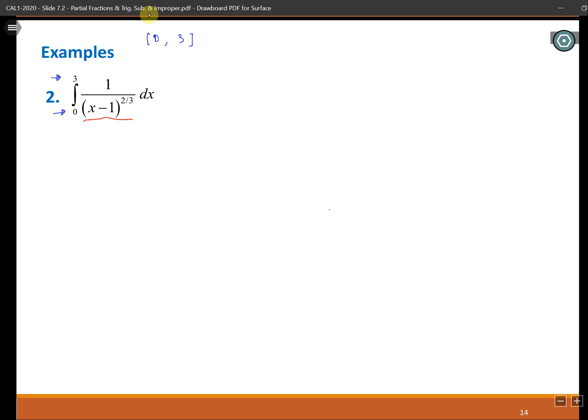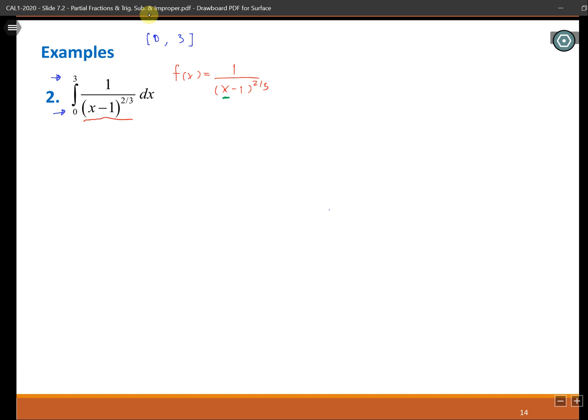And this function, we have f(x) equal to 1 over (x minus 1) to the power of 2 over 3. And as you can see here, this function becomes undefined when the denominator becomes 0, and that happens when x is equal to 1. When x is equal to 1, you have a division by 0, and that's when f goes undefined.